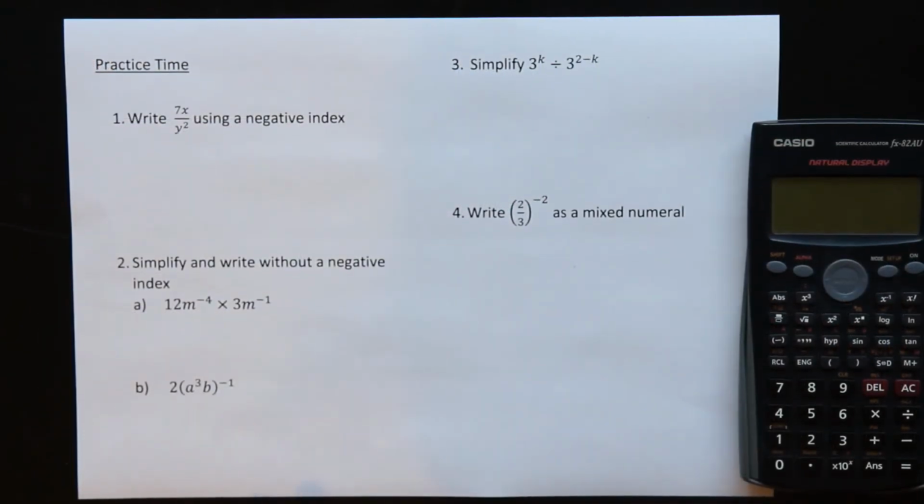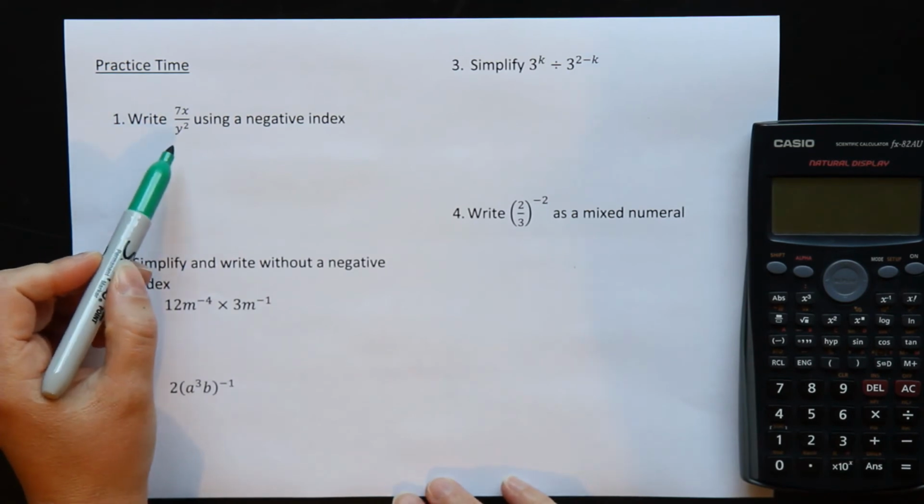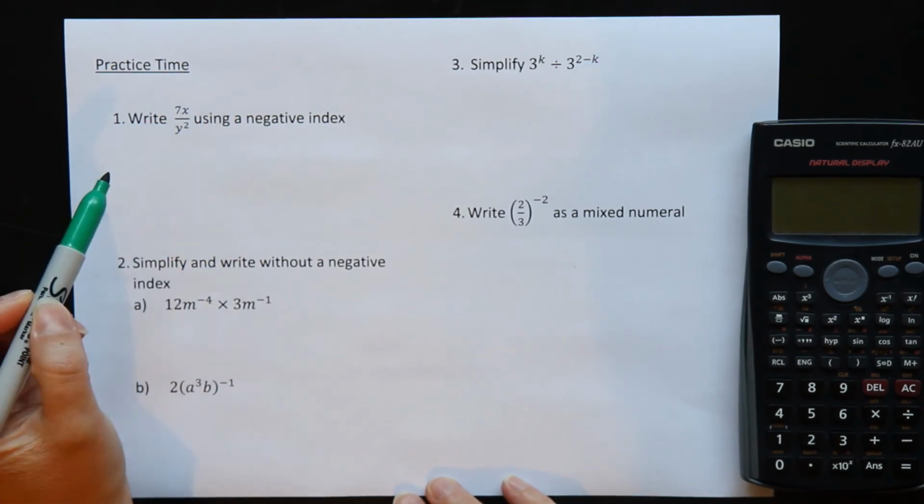Okay, so on the next page I have some questions here, just like the ones that we have just done for you to practice with. So if you stop the video and have a try of these questions and then restart to go through the answers. So question 1 says to write 7x over y squared using a negative index.